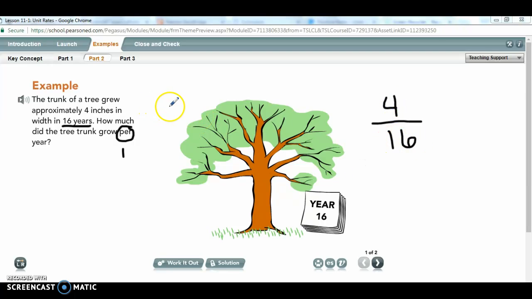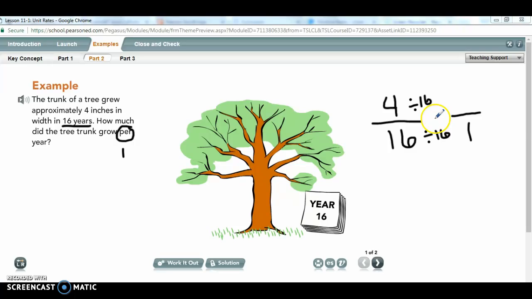It wants to know how much did the tree trunk grow per year. So how much did it grow per 1 year. Again, in order to find these, we're just solving equivalent ratios or equivalent fractions. To get from 16 to 1, you're dividing by 16. What you do to the bottom, you have to do to the top. So we're going to be dividing 4 by 16.